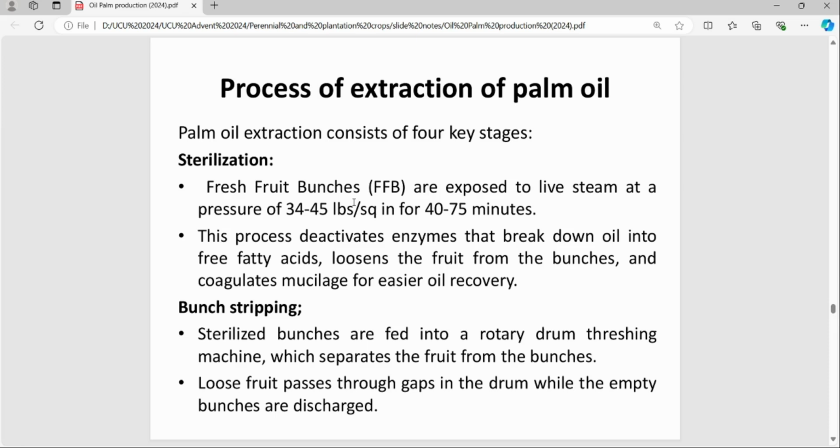So the processing or the oil extraction process takes 4 stages. The first one is sterilization, where the bunches are exposed to a very hot steam.